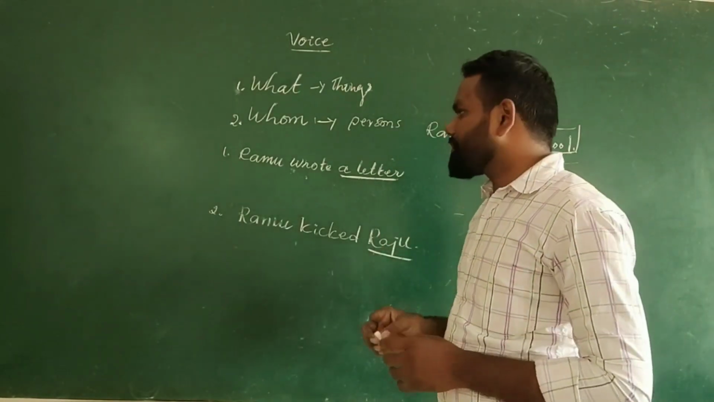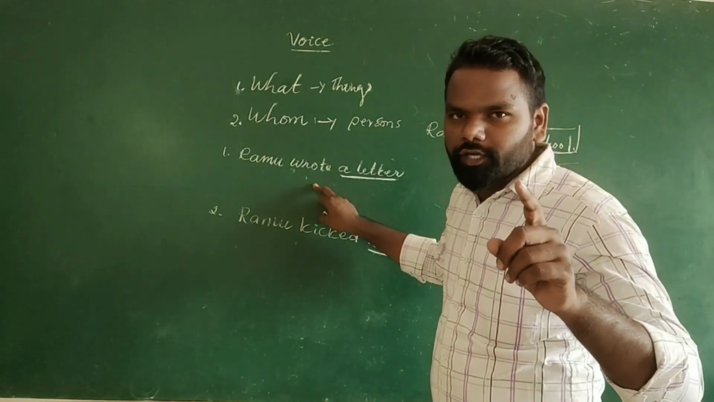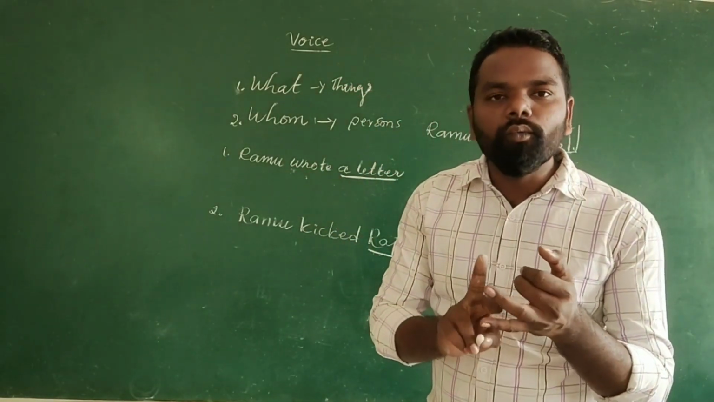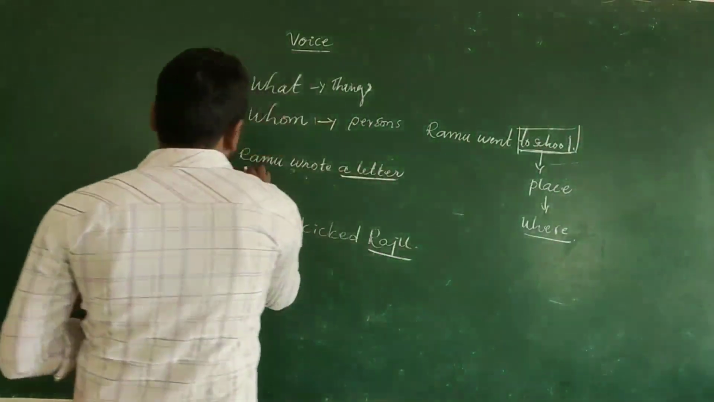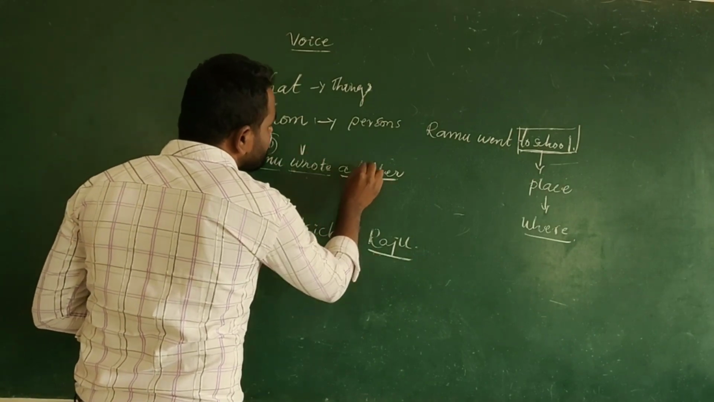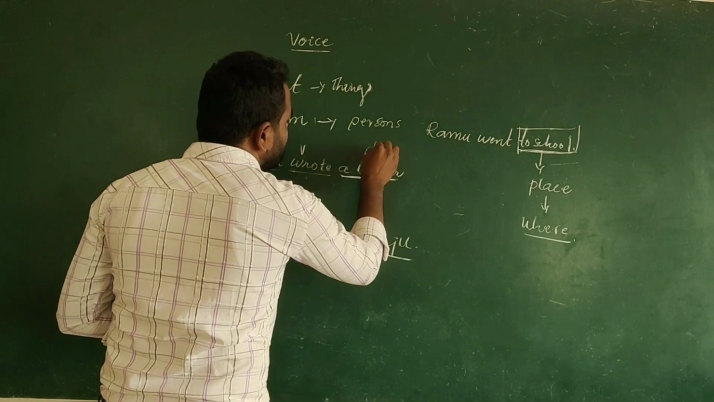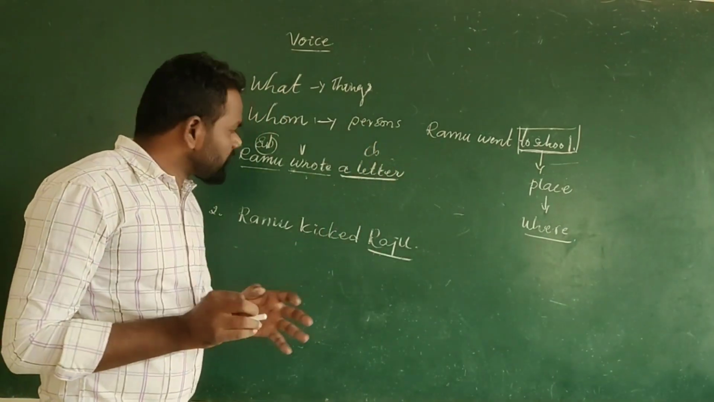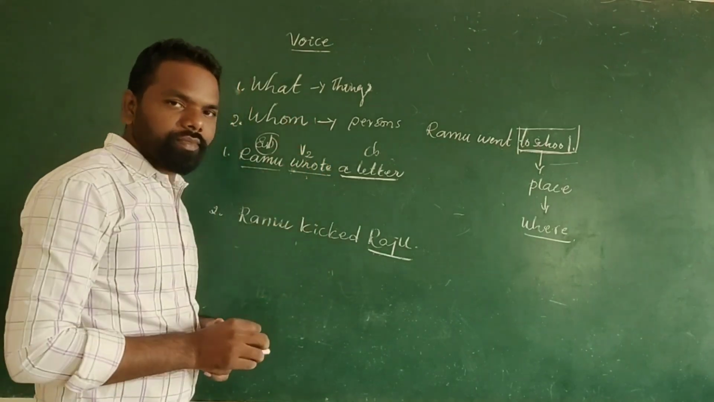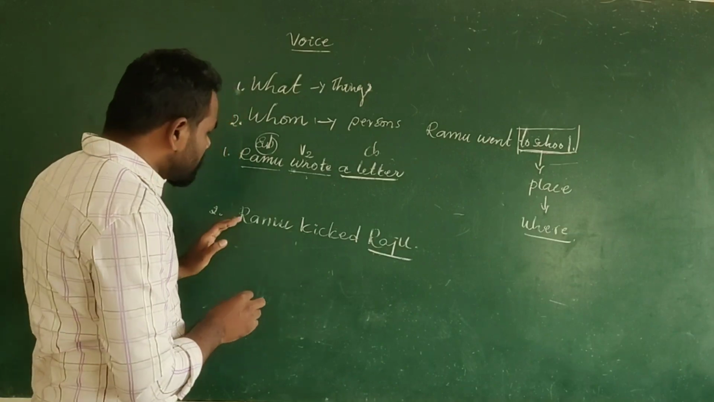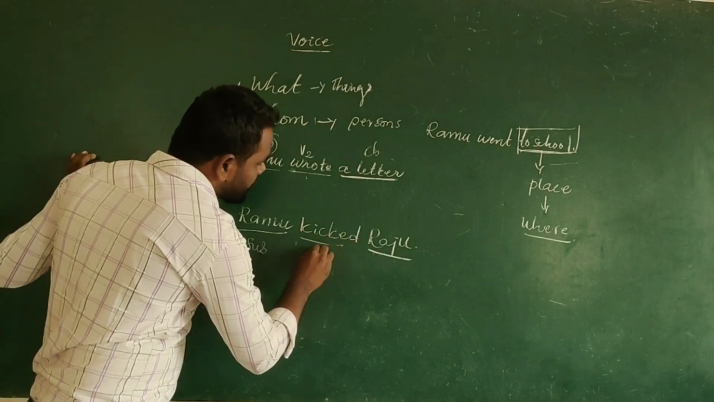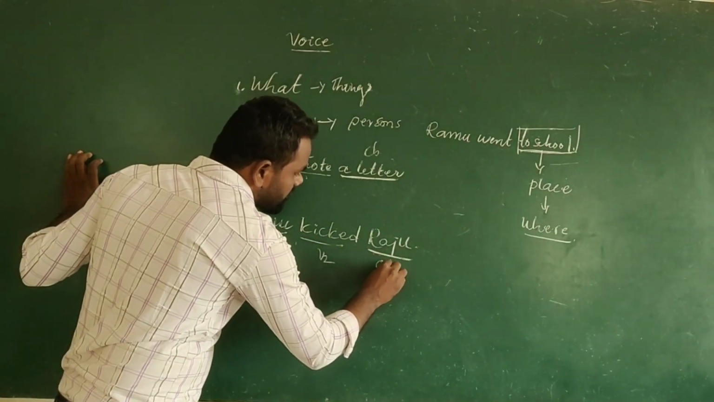Let us change. When we are going to change, first you need to keep in mind, as I told you, the question, and later you identify subject, verb, object. Ramu is subject, wrote is verb, letter is object. And we need to keep in mind which form wrote is. It is actually V2. Now, Ramu kicked Raju. Ramu is subject, kicked is V2, Raju is object.